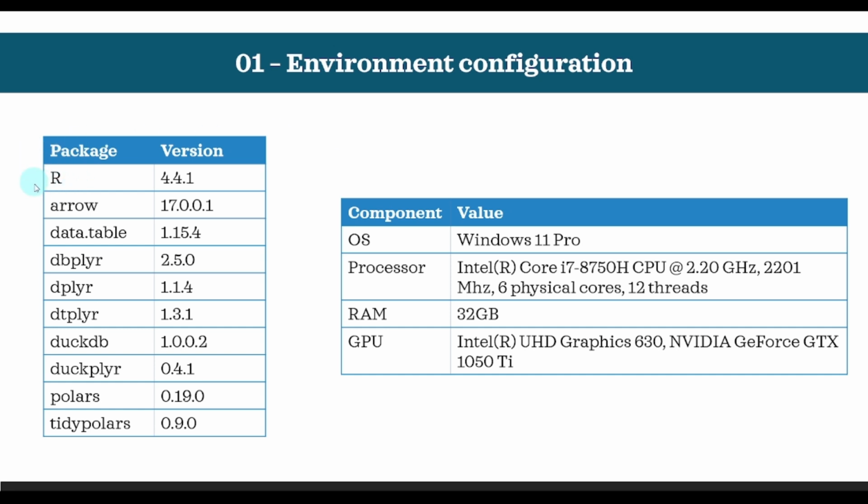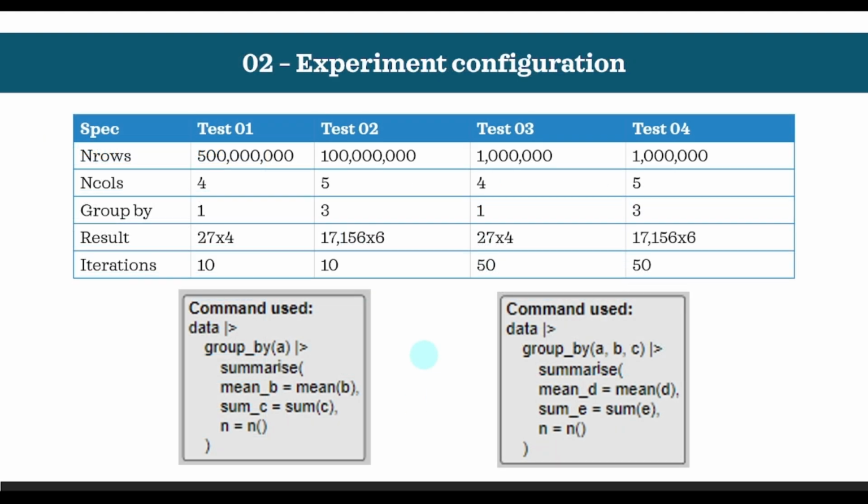So I used R 4.4.1 and the latest version of all of these packages as for August 2024. And here you can see also the components of my system. Now we will talk about the experiment configuration. And in total, I ran 4 different tests that you can see in these different columns.